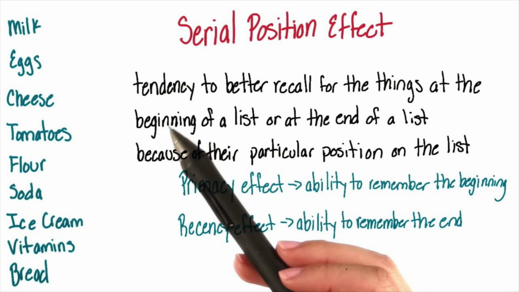The serial position effect is a tendency to recall earlier words in a list and later words, rather than the words in the middle of the list. The tendency to recall earlier words in the list is the primacy effect, and the tendency to recall words later in the list is called the recency effect.